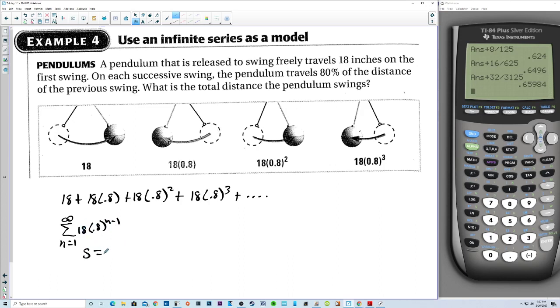So the infinite sum is a sub 1 over 1 minus 0.8, which is 18 over 0.2. So 18 divided by 0.2. That's 90. So it's equal to 90 inches.